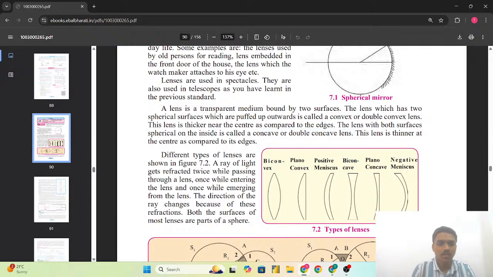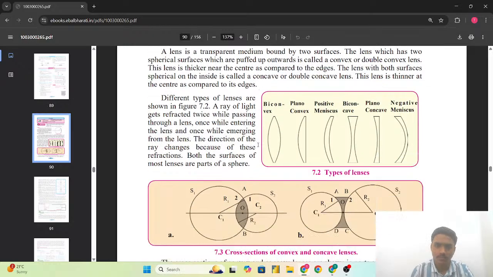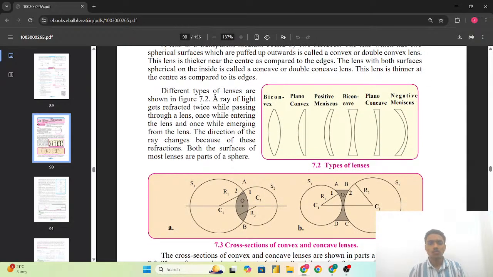This lens is thinner at the center as compared to its edges. Different types of the lenses are shown in figure 7.2. A ray of light gets refracted twice while passing through a lens, once while entering the lens and once while emerging from the lens. The direction of the ray changes because of these refractions. Both the surfaces of most lenses are parts of a sphere.